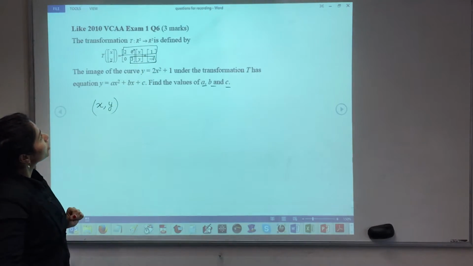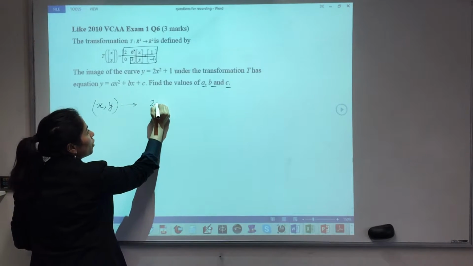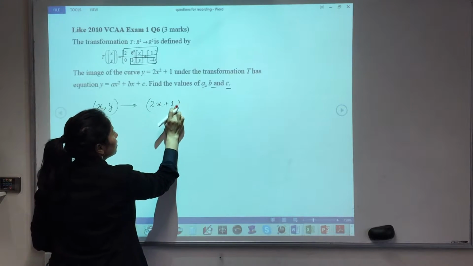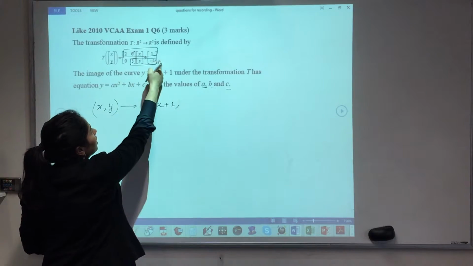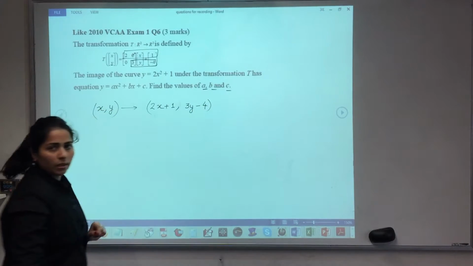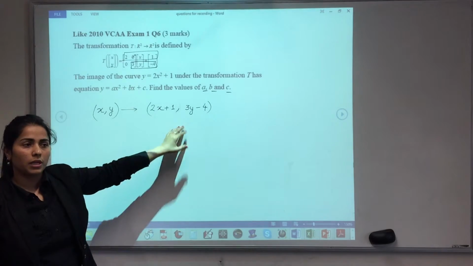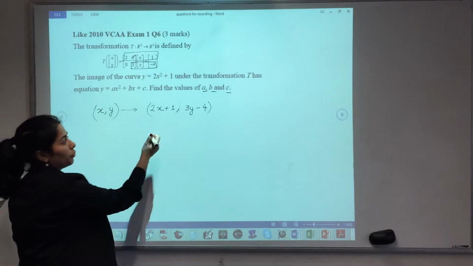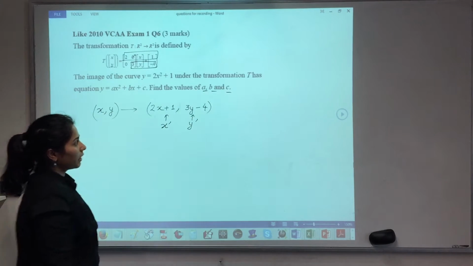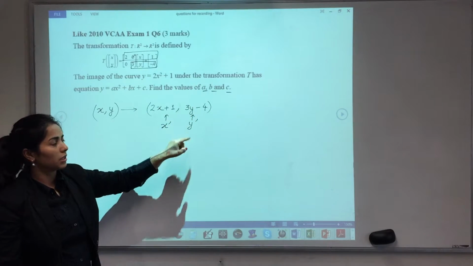Forget about the 0. Okay, so my x, y becomes 2x plus 1 as the new x coordinate, and the new y coordinate is 3y minus 4. Okay, so that was my old point, the original point, and that's my new point. I'm going to denote this new point as x dash and y dash. That's x dash, that's y dash. Okay, let's find out the value of x in terms of x dash and the value of y in terms of y dash.